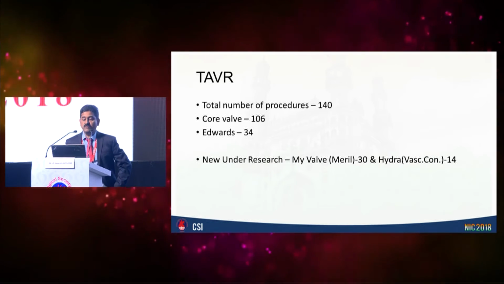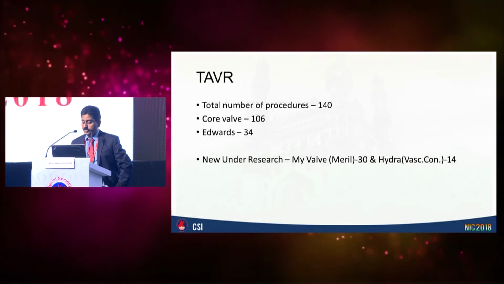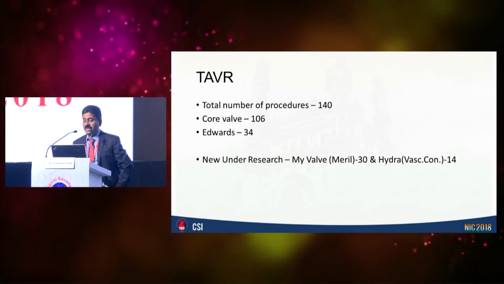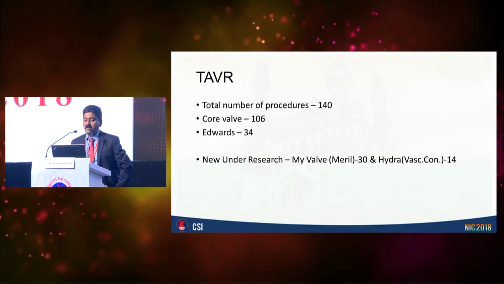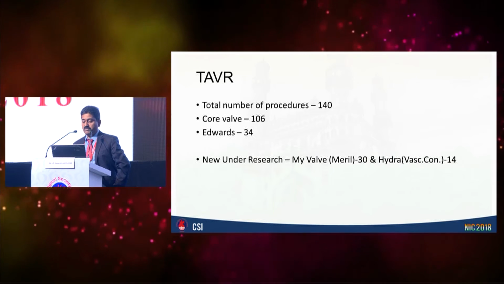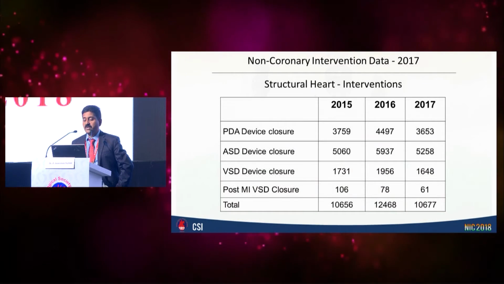The total number reported is 140, out of which predominantly CoreValve, and Edwards is just coming up. I'm also proud of Meril, which is coming up with its valve. About 30 patients are being done in a multi-center trial, one of which was demonstrated yesterday, and one will be demonstrated tomorrow from Citizens. And then structural heart interventions.